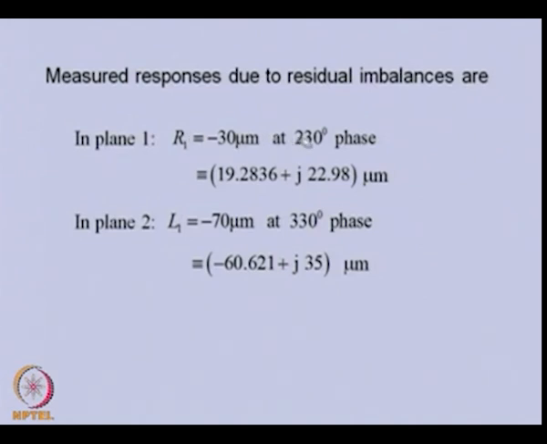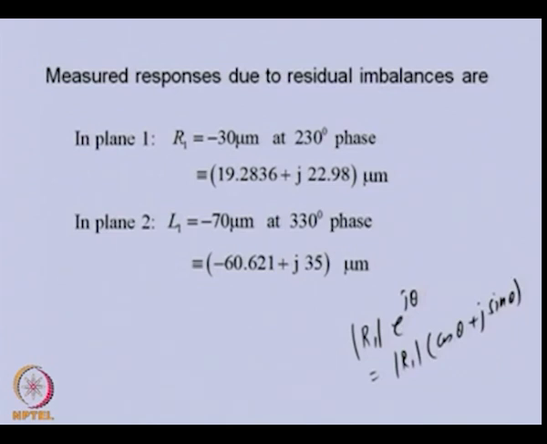these measurements. This is due to the residual imbalance without adding any trial mass. For plane 1, this was the measurement, which we can convert into the complex form like this. Similarly, in plane 2, we can convert this information into the complex form. As I described earlier, we can use the amplitude and j theta angle. This gives us the complex quantity, because this is nothing but r1 (cos theta plus j sin theta).